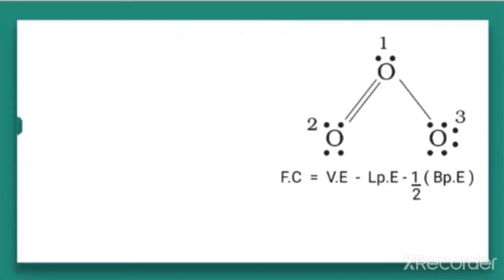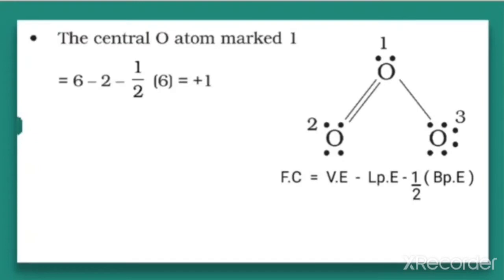We'll be using this formula: Fc is equal to VE minus LP electrons, that is lone pair electrons, minus half of bonding electrons, or we can say shared pair electrons. Let us do it for the first oxygen. The central oxygen atom is marked as 1 here. You can see the central oxygen atom is here. This is the first oxygen atom. Let us mark this oxygen atom as 1.